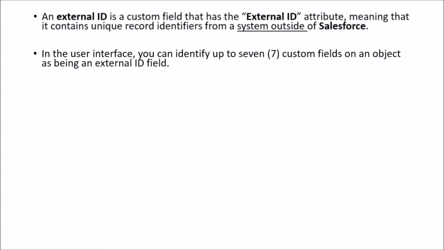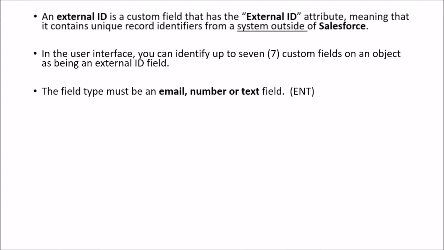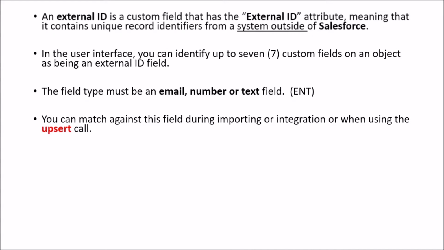In the user interface, you can identify up to 7 custom fields on an object as being an external ID field. And the field type must be an email, number, or text field. I usually think of it as ENT. Other folks remember it as TEN, meaning 10. In any case, you need to know what field type to use when creating an external ID, and your options are limited to 3. Now you can match against this field during import or integration, or when using the upsert call, as we saw in our previous lecture.